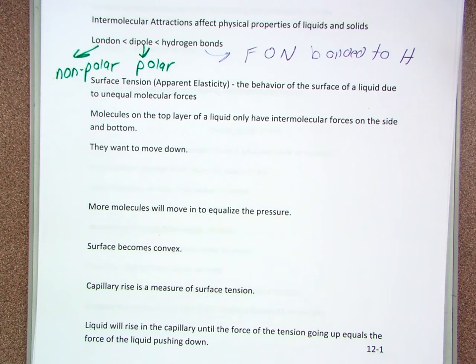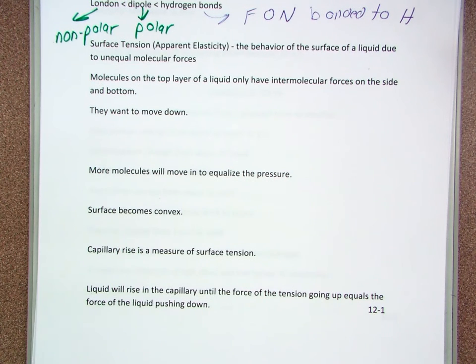So now we're going to be looking at how these intermolecular forces affect physical properties. So when we think about intermolecular forces increasing, we're going to look at a variety of physical properties and see how these change with changes in intermolecular force. So the first one is the surface tension. And the surface tension is apparent elasticity. It is the behavior of the molecules at the surface due to uneven intermolecular forces.